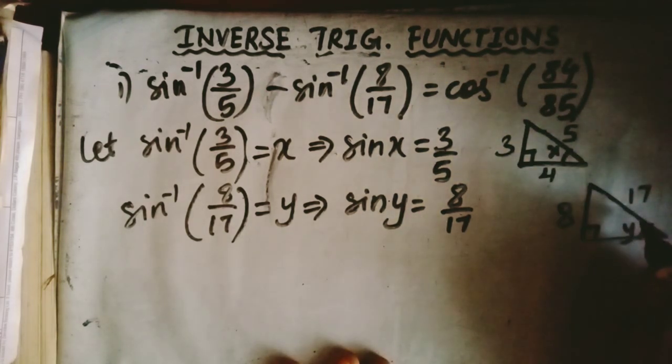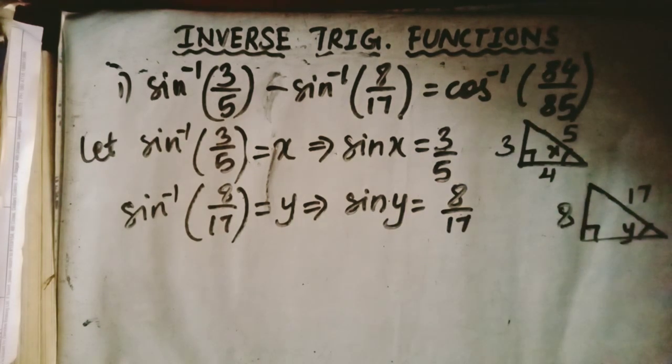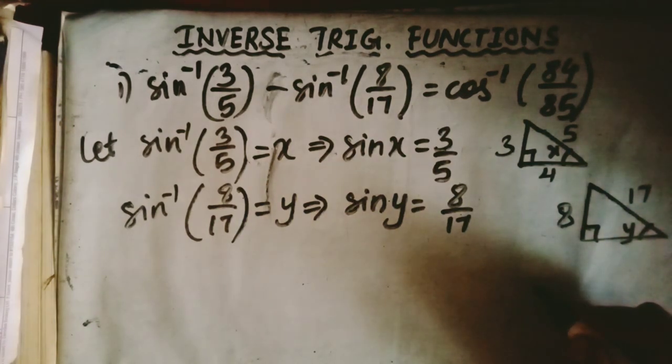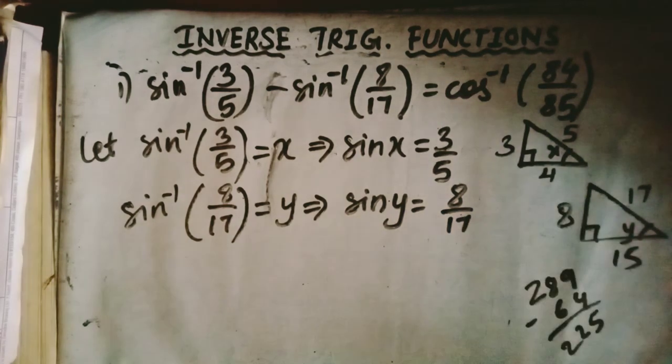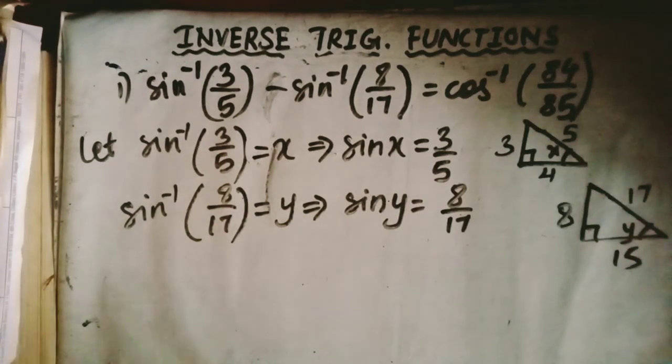So this will be 17 square, which is 289, minus 64, which is 225. So this will be 15. Okay, 15 square. So we have this information, we have to make use of this information.